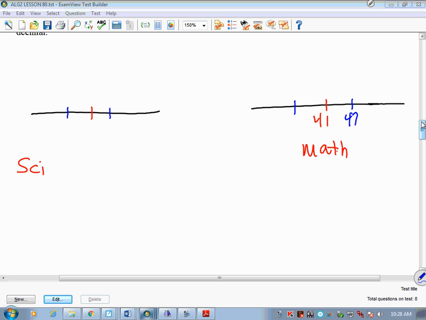47 and 35. Okay, let's do another one. Okay, 53 and 40 or 29. Okay, take a little bit further out here. What, 59 and 23. Okay. All right. What about with science?